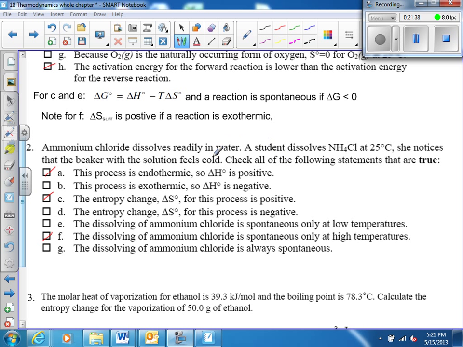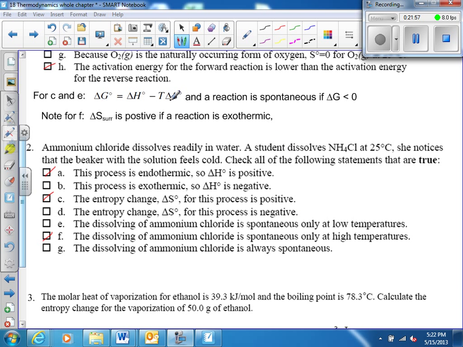The beaker got cold, which means this took in heat from the water, so endothermic. The reaction took in the heat. Entropy change. We went from a solid to things dissolved in a solid. Well, that is definitely an increase in entropy, so delta S is positive. All right, now temperatures.